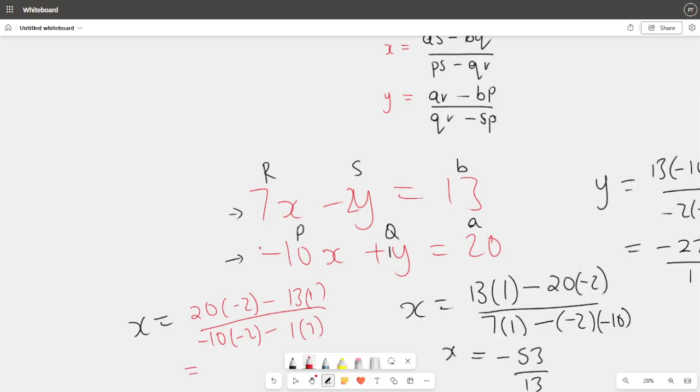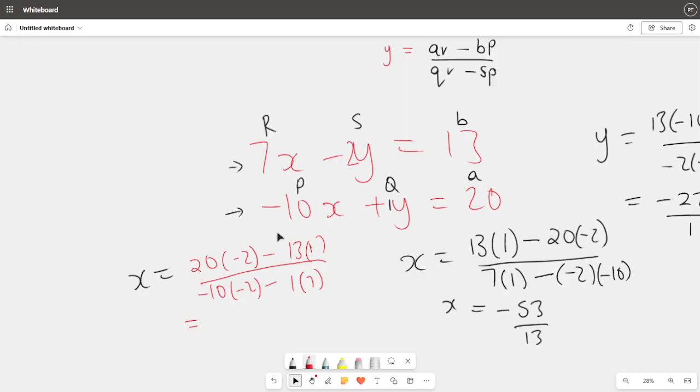So when you press our calculator right here, we must find the same values, which is what we're gonna do. So it's gonna be 20 into minus 2, right? Then minus into minus 13 into 1 when you press your calculator, and then below it's supposed to be negative 10 into minus 2 minus 1 into 7. So when you press your calculator as well, you get the same answer. You get negative 53 all over 13. So whichever, I'm gonna leave it right there, because whatever you do will still give you the same answer.